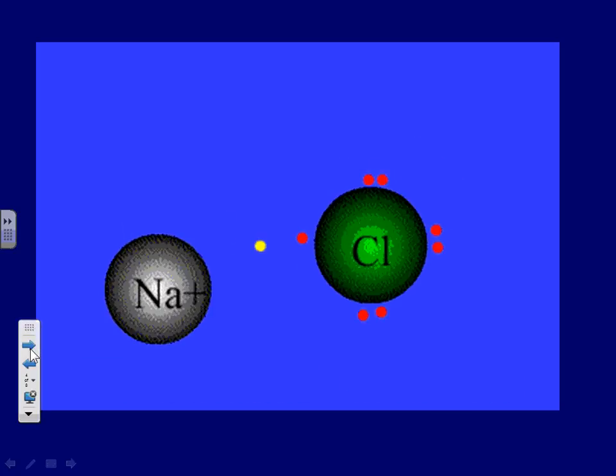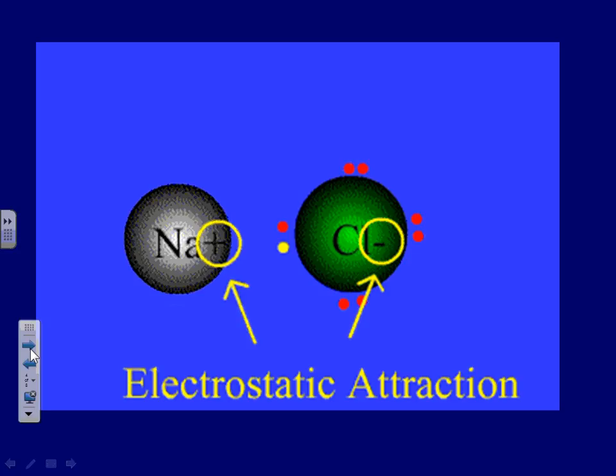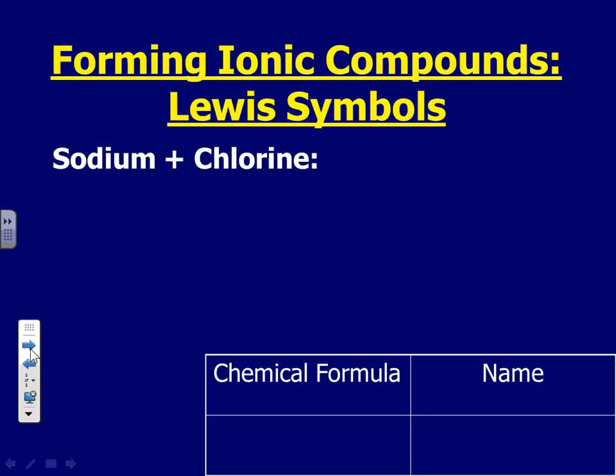And here again, we've got a transfer happening. You can see another animation. The electron is given up. It makes it become positive. The chloride becomes negative, and they stick together.